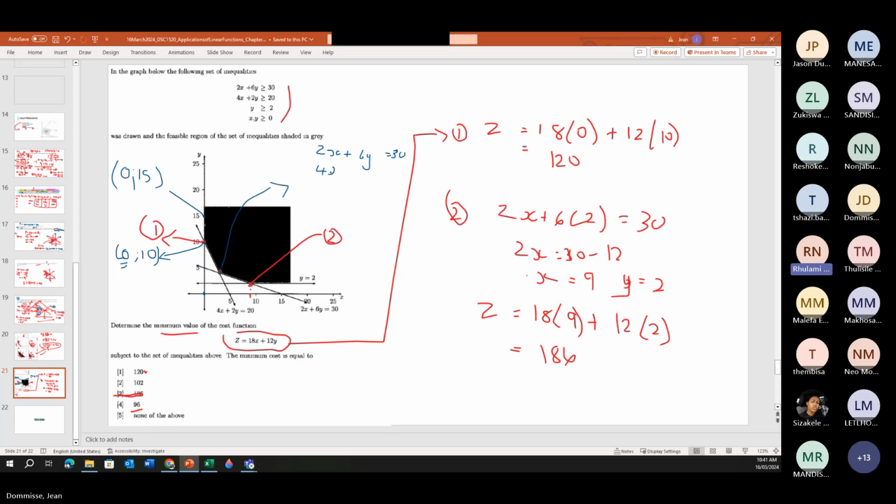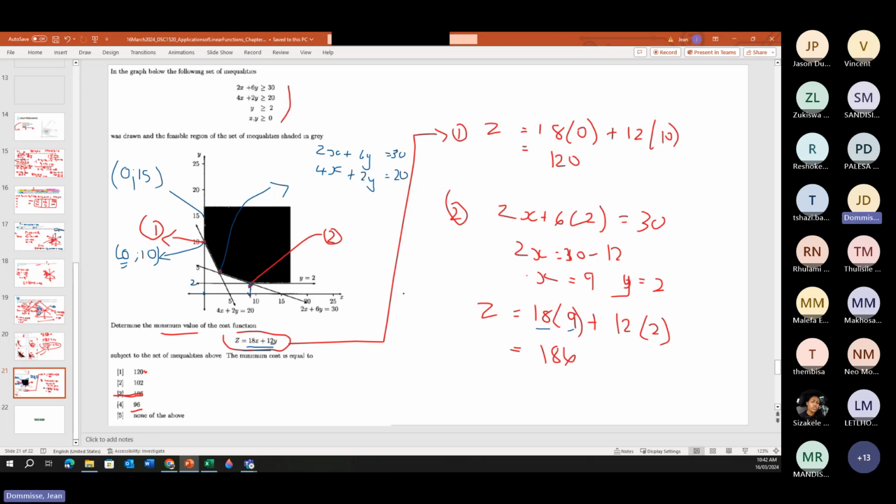Sorry, sir. On the second formula, I see where you got your coordinate. And on the first formula again, I see where you said 18 is to 0, which is why it's 18 and your x would be 0. Again, here where you got your 10, I see on your y it's 10, but where do you get the 12? I don't see 12 on any of the coordinates. Okay, so I used that formula again. So it's 18 times the 9, and then it is 12 times the 2 that is there.